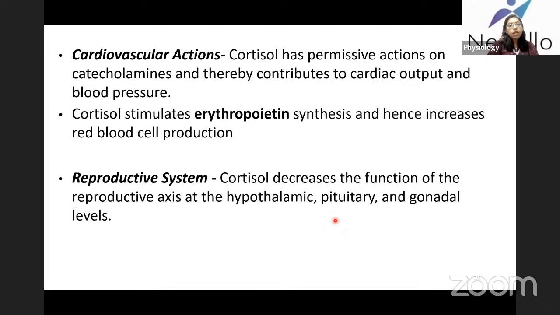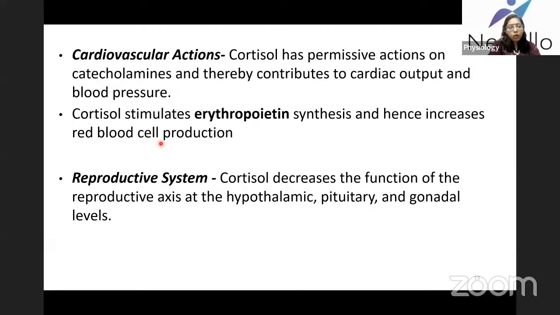Coming to the cardiovascular action. I have already told you that one thing you have to always remember when the patient is on steroid is that the blood pressure shoots up. What is the reason for that? The cortisol has a permissive action with catecholamines like adrenaline, noradrenaline, dopamine. Hence it contributes to an increase in the cardiac output and a rise in the blood pressure. It also stimulates erythropoietin synthesis and hence increases the RBC production, or polycythemia.